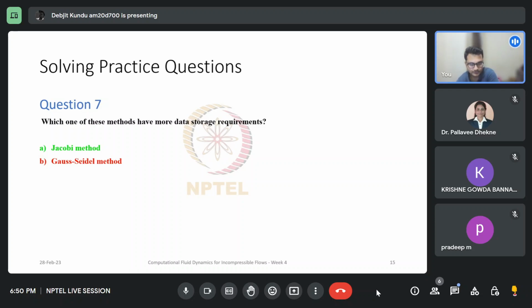How did you get that solution? How will you defend your solution? Answer that Jacobi method has more data storage requirements. Why does it have so? Anyone? So all of you got the answer correct. I'm just asking why. It's a very simple answer. Come on, don't feel shy. You can unmute and answer, or you can type in the chat box as well. That's up to you.